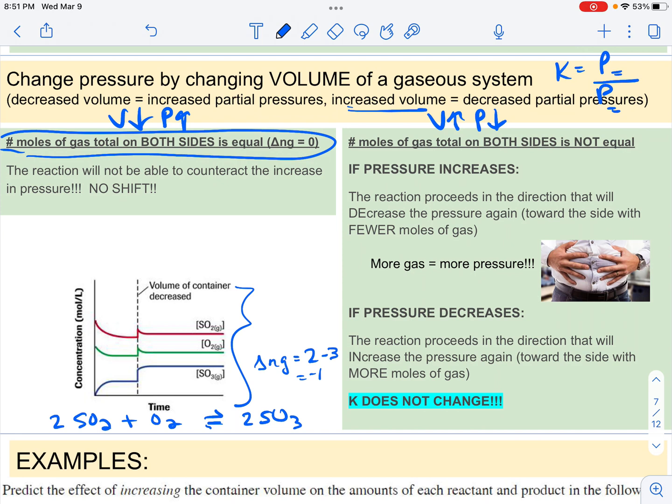If the change in moles of gas is 0, then the pressure will increase or decrease, and there will be nothing the reaction can do to counteract it. Okay, so the partial pressures would increase or decrease. You're not changing the amount of gas, you're just changing the number of collisions with the walls.